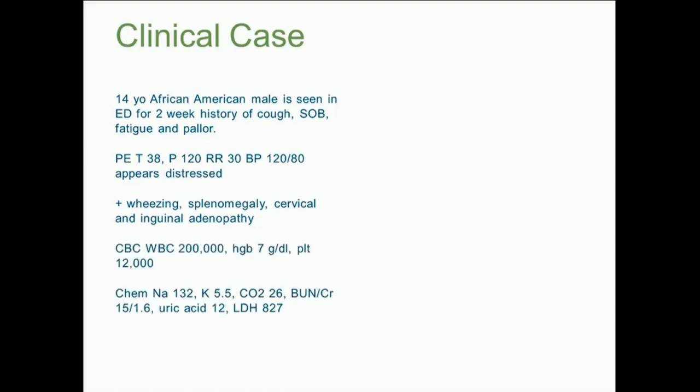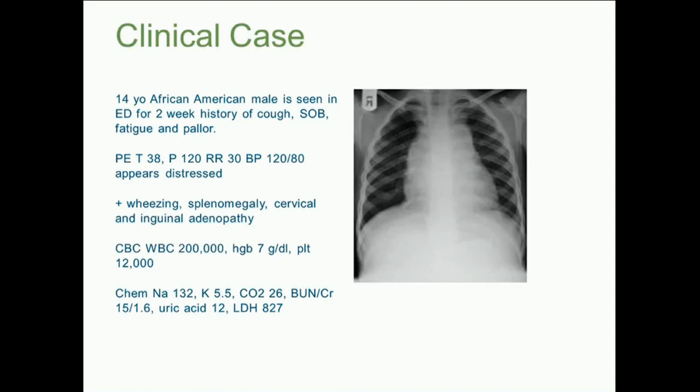All right, so the CBC white count is 200,000, hemoglobin 7, platelets 12,000. Normal or abnormal? Abnormal. Chemistry: sodium 132, potassium 5.5, bicarb 26, BUN and creatinine 15 and 1.6, uric acid 12, LDH 827. Normal or abnormal? Abnormal, right? Okay. So then you actually asked me for a chest x-ray as well since he's wheezing.